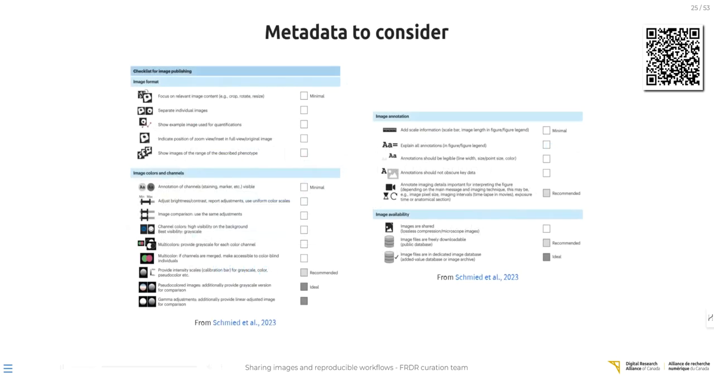To make microscopy data reusable, we must go beyond just storing images. We need high-quality metadata and clear documentation. These two checklists from Schmid et al. 2023 outline best practices for image publishing. The first one focuses on image format and visual presentation: cropping, separating panels, adjusting brightness and contrast, and ensuring accessibility for colorblind users. The second checklist emphasizes annotation and availability, providing scale bars, explaining symbols, and sharing raw data using lossless compression through public repositories.